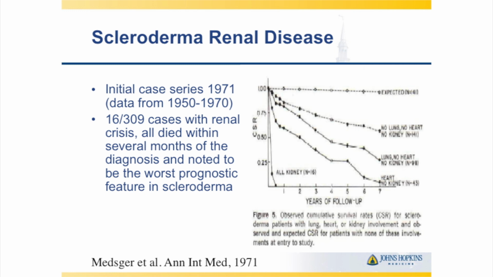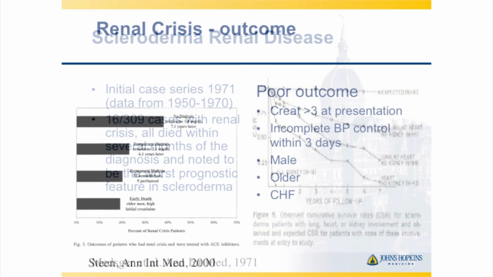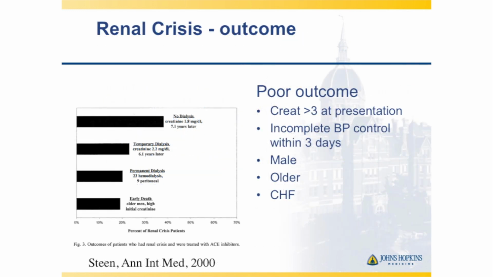So before we had the blood pressure medicine called ACE inhibitor, this was a very bad problem in scleroderma that led to death. Even today, after ACE inhibitor development and use, people still end up on dialysis, either temporarily or permanently, and may have early death in renal crisis. So this is still a very important problem in scleroderma.